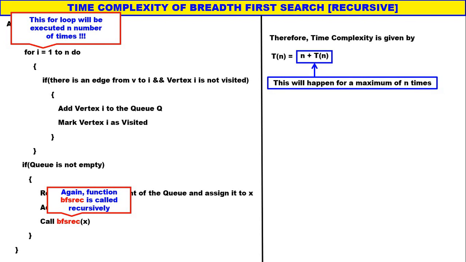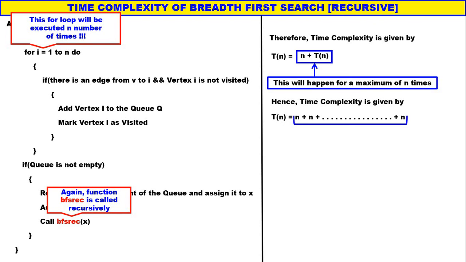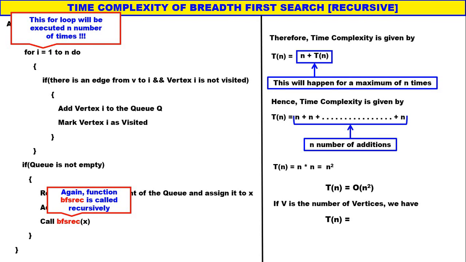But this will happen for a maximum of n times, because n number of vertices are there. Therefore, the time complexity is given by n number of times n, so this is nothing but n squared. Therefore, the time complexity is big O of n squared. If V is the number of vertices, we have big O of V squared. That's all the time complexity of breadth first search using recursion when the graph is represented by an adjacency matrix. I think recursive BFS is also quite simple, quite straightforward.